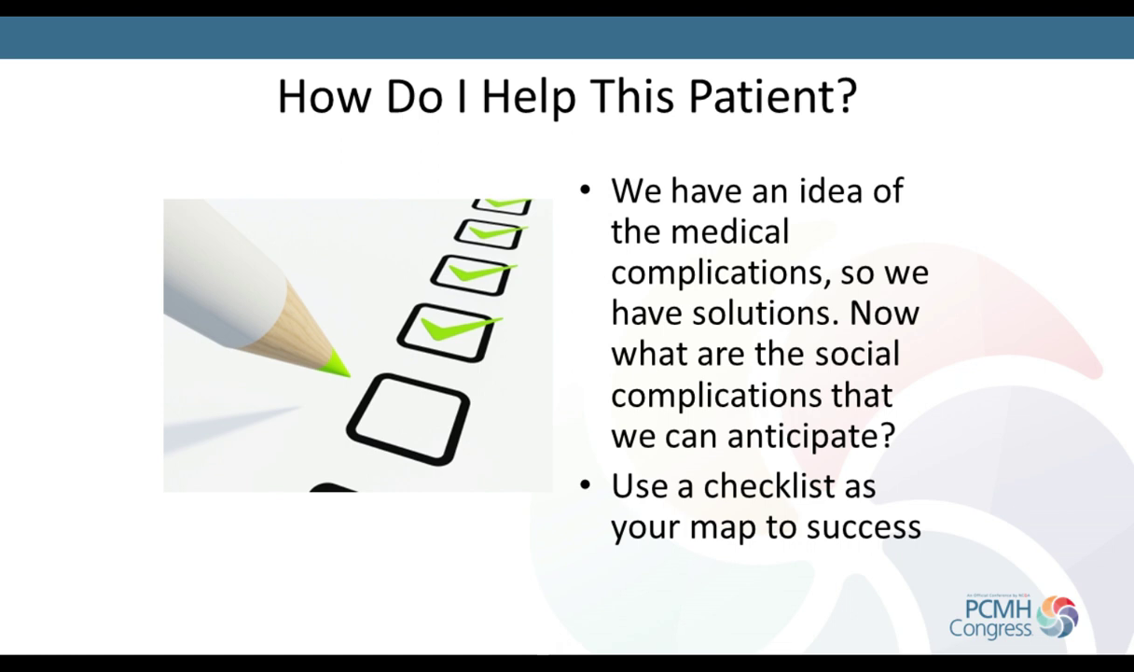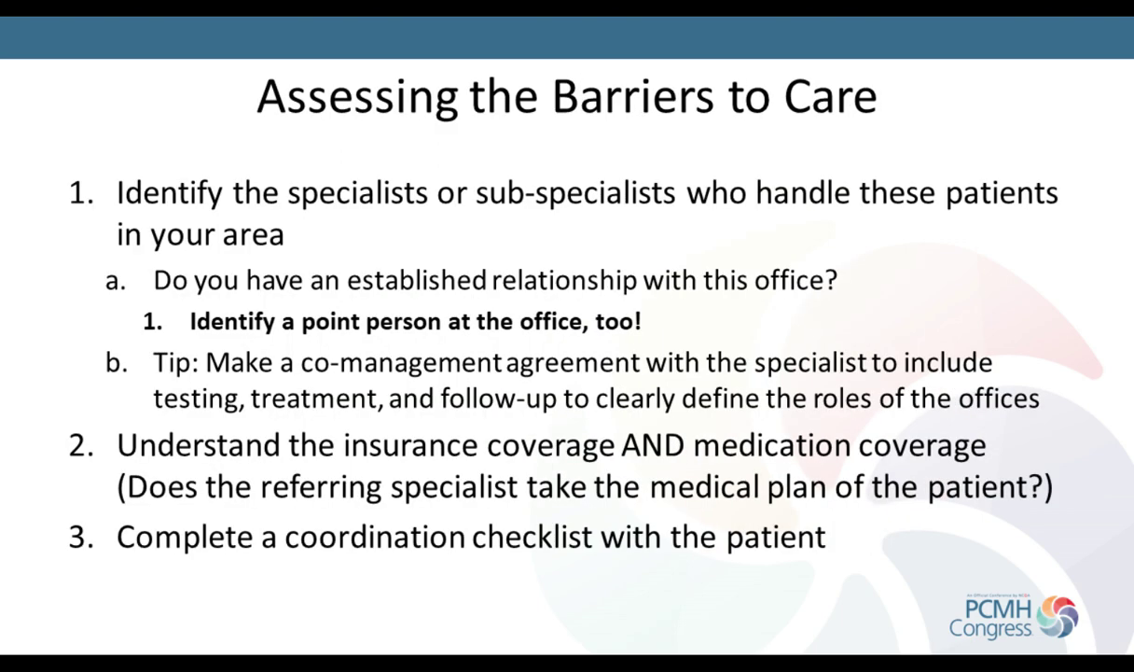So I like to think about everything that could go wrong and what you can do to plan for that. So, assessing barriers to care. Look at your patient population, look at your location, and find specialists or subspecialists that handle these patients. So your pulmonologists in your area, how far are they from your office? Try and build a relationship with them, outreach to them.